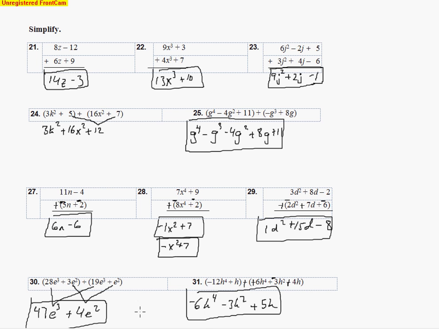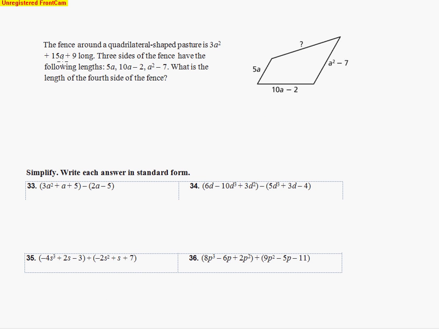So moving on to the next type of problem that we'll end up seeing. Here we have a quadrilateral shaped pasture that has a perimeter of 3a squared plus 15a plus 9. So the perimeter is equal to 3a squared plus 15a plus 9. Okay, so then it says the three sides of the fence are given to us. And so basically we want to find out what the missing side is.